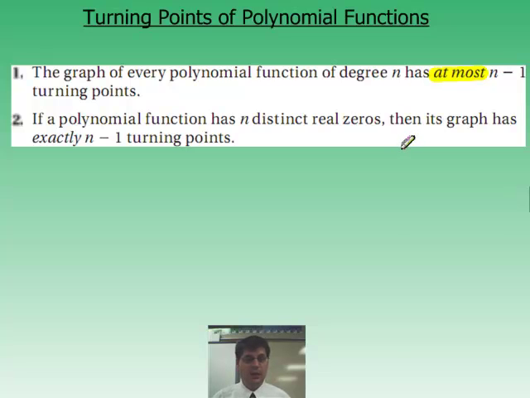And likewise, if a polynomial function has n distinct real zeros, then its graph has exactly n minus 1 turning points. So as we talked about in the last section, the degree tells us how many real zeros we could have, and then we can determine the number of turning points because there's always going to be 1 less than that.